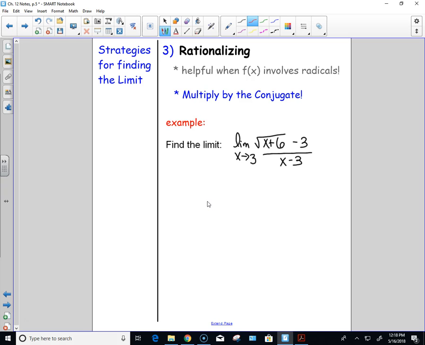Plug in, that's what you guys already did, but what happened when you plugged in? Square root of 9 is 3. 3 minus 3 is 0. What are you supposed to write after 0 over 0? Keep going. Now, if we have to keep going, that means the plugging in didn't work. We have to come back here and rewrite the limit, yeah?